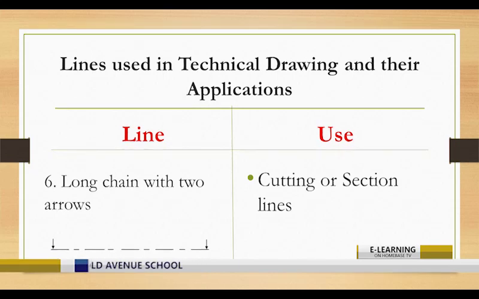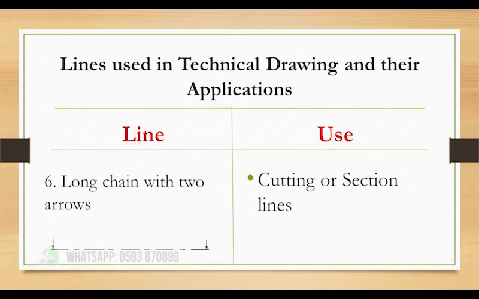Our seat line is long chain with 2 arrows. A long chain with what? 2 arrows. And it is used to show a cutting or section of lines.